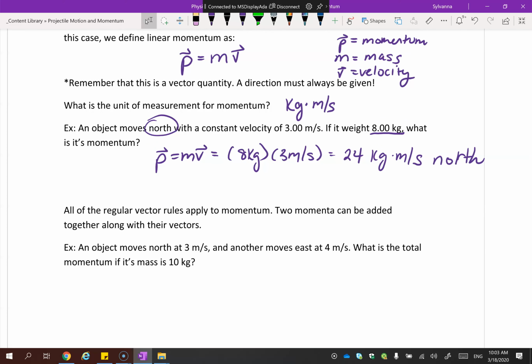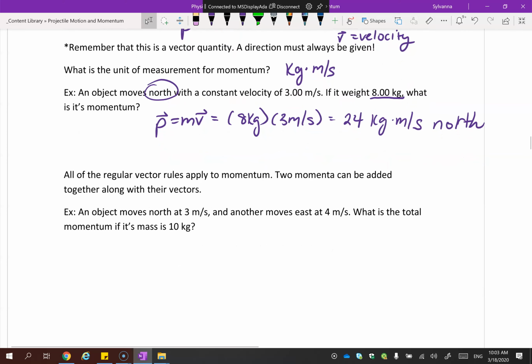All the regular vector rules still apply to momentum. Two momenta can be added together along with their vectors, so we're going to use vector addition. Here's an example of that. An object moves north at 3 meters per second. Another moves east at 4 meters per second. We want to find the total momentum if we know the mass is 10 kilograms.